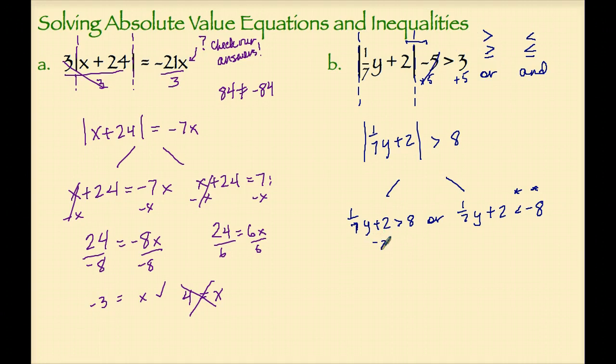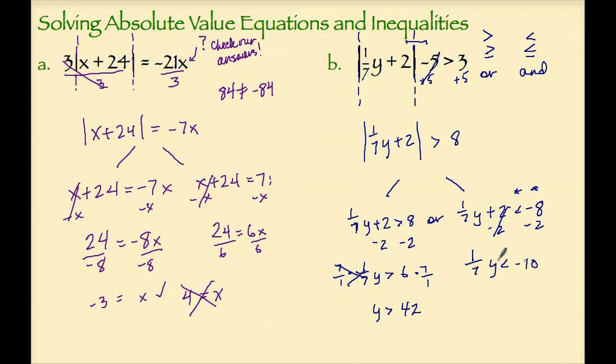Now let's solve them. We subtract 2 from both sides. 1/7 y greater than 6. Multiplying both sides of this inequality by the reciprocal of 1/7, which is a positive number, yields this answer, y greater than 42, the first part of our solution. Now let's solve the second inequality. Subtract 2 from both sides. We end up with 1/7 y less than negative 10. Once again, multiplying both sides by 7/1, you end up with y less than negative 70.